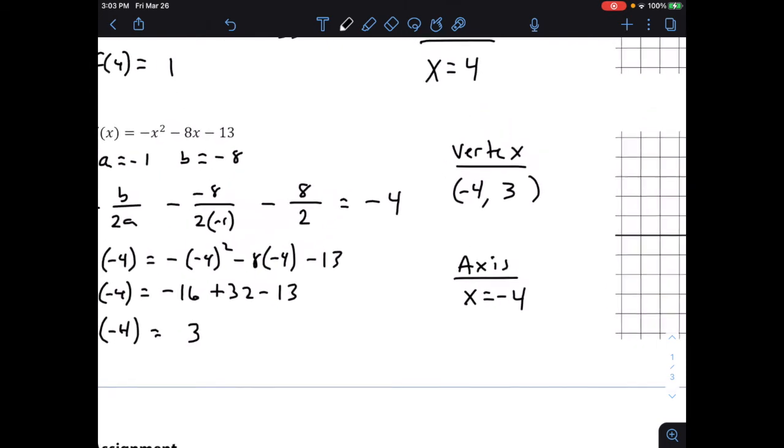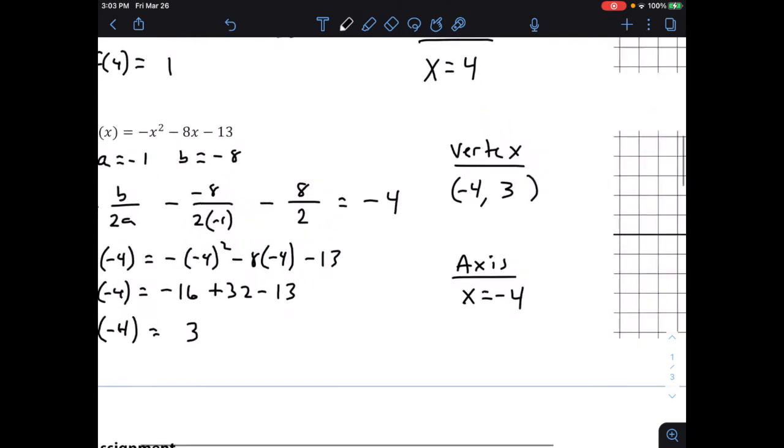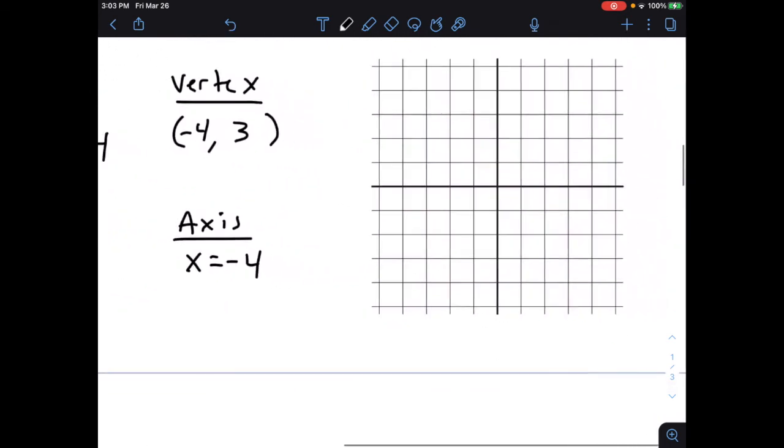And in this case, the a is -1. So that means we know that our function is going to be opening downward. And so we're going to go to -4, 3. And so that is our vertex, (-4, 3). And then our axis of symmetry is the vertical line that runs down through it. And then since it's opening downward, we'll create a rough sketch to represent that our parabola is opening downward.